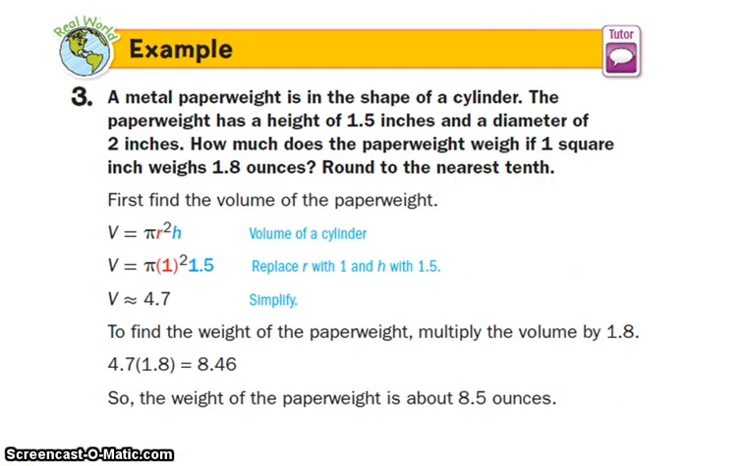Let's look at another example here. A metal paperweight is in the shape of a cylinder. The paperweight has a height of 1.5 inches and a diameter of 2 inches. How much does the paperweight weigh if 1 square inch weighs 1.8 ounces? Here, again, we have to find the volume of the cylinder. Once you find the volume of the cylinder, then you're going to have to multiply it. If 1 square inch weighs 1.8 ounces, you're going to take your final answer, which is 4.7, and multiply it by 1.8, and that's going to tell you how much the paperweight weighs.